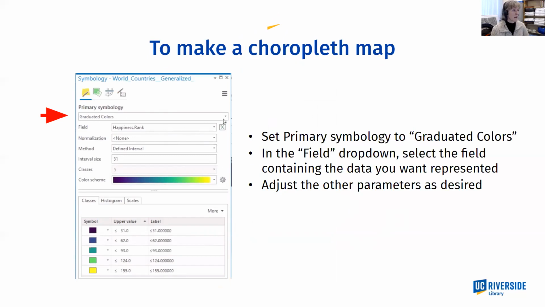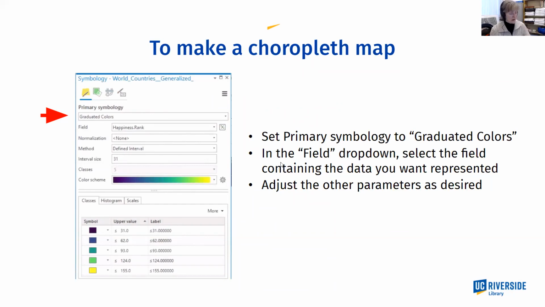What you would do is pick graduated colors again. You choose which column or which field in your data is the thing that you want to represent. And there's drop downs for picking the method. You can adjust the interval size, the number of classes. You can pick a different color scheme and all of that good stuff.